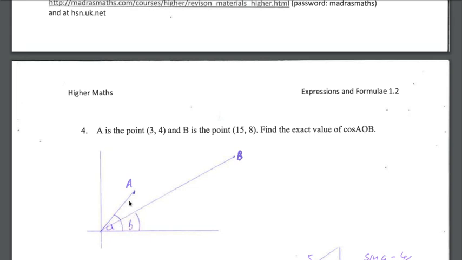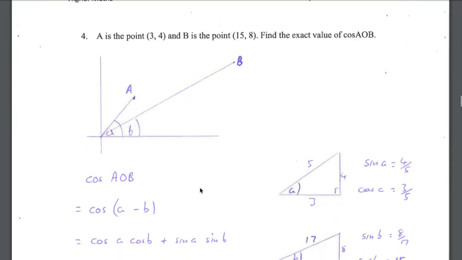So if I knew angle A and I knew angle B, then to get this angle here that we want, angle AOB, capital A, capital O, capital B, I would do little a minus little b to give this angle in between. So if I want the cosine of angle AOB, then I can just do the cosine of little a minus little b, which is what I've done there. So expanding that, that's cos A cos B plus sin A sin B.